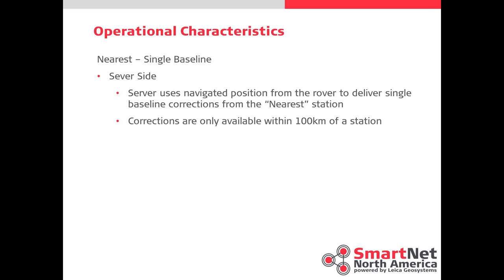Nearest baseline, on the server side: the server uses the navigated position from the rover to deliver a single baseline correction from the nearest station, and of course corrections are only available within 100 kilometers of a station.